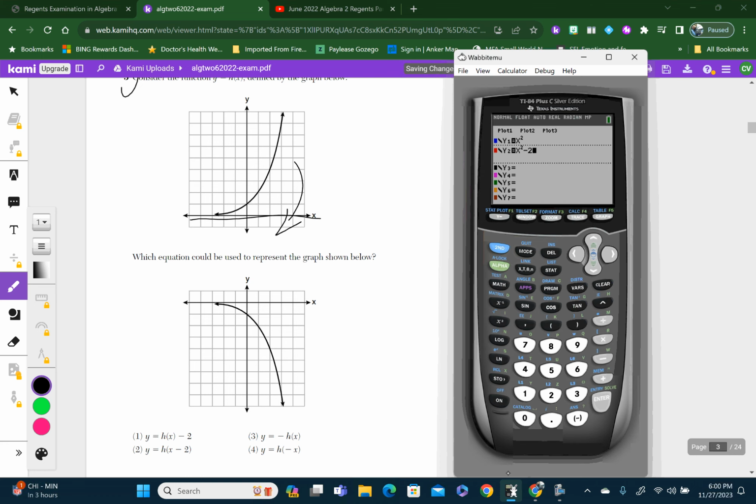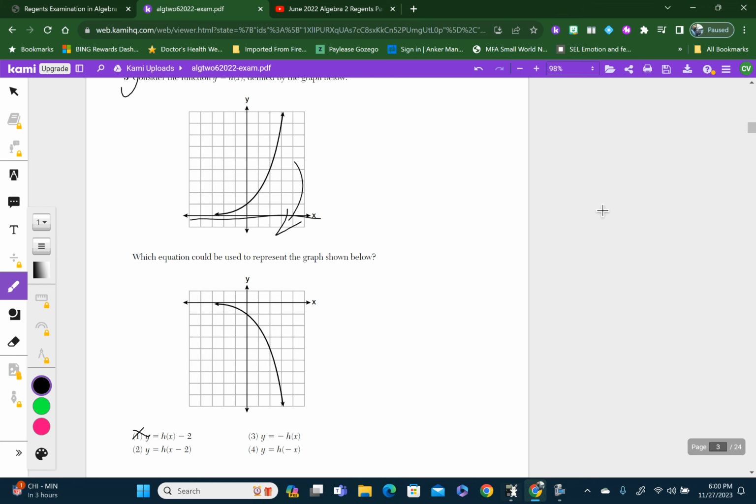So let's see if that does it. So if I hit graph, that's in blue is my first function. My second function is literally just moved down, okay? So it's not the first one.